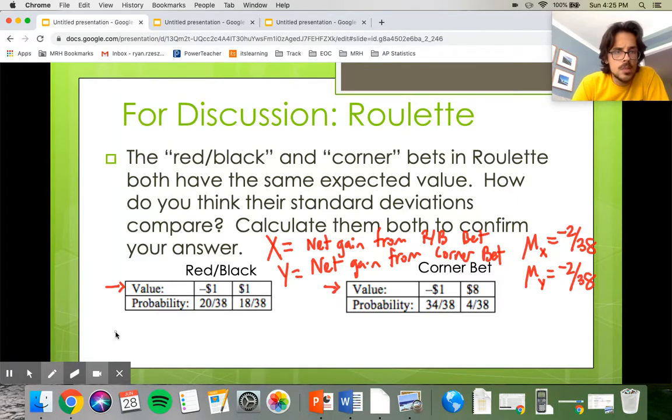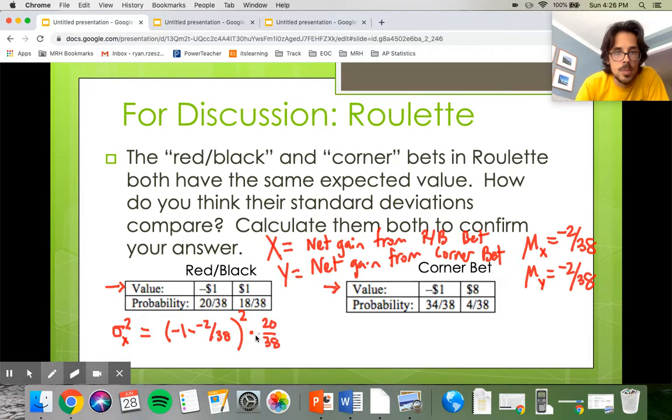So let's find the variance for our first bet right here. We're basically just plugging and chugging using a formula. And the way that you do that is you start out with each value. So my first value is a -1. I subtract the mean of -2 over 38, so minus -2 over 38. I'm going to square it to make sure I get a positive quantity. And I'm going to multiply by the probability of that outcome. This was for the -1, so I'm going to multiply by 20 over 38.